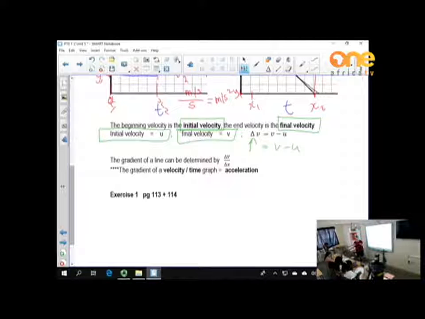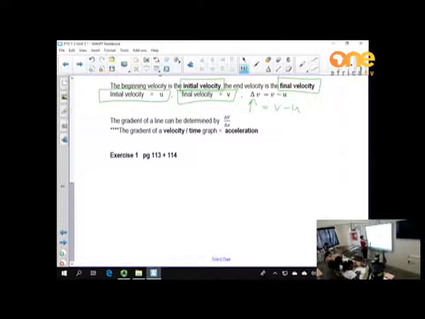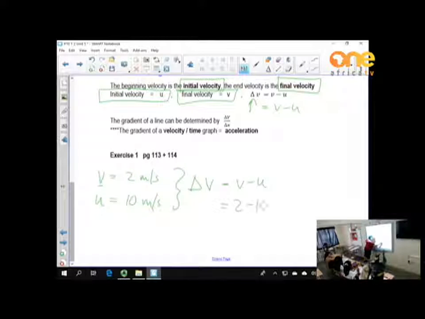If my final velocity is 2 meters per second and my initial velocity was 10 meters per second, what is my change in velocity? Final minus initial. It is v minus u, so it is 2 minus 10, it would be minus 8. You understand, your velocity can be negative because it means it's going in the opposite direction to what it started out in. All right.